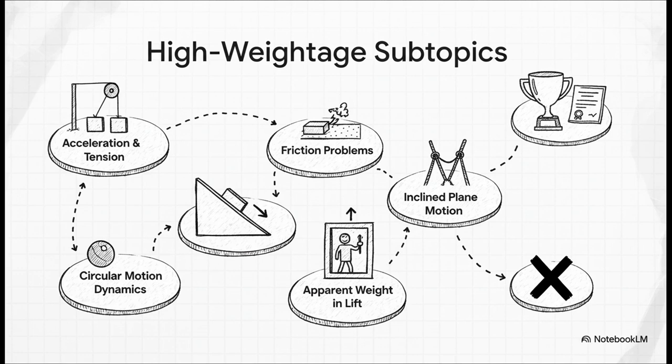because examiners love them. They're perfect for testing multiple concepts all at once. A single question about an inclined plane can bring in FBDs, friction, and Newton's laws all together. If you master these zones, you're learning how to pull all the core ideas together, and that's what earns you those top marks. Let's just take a quick peek at one of these, apparent weight in a lift.